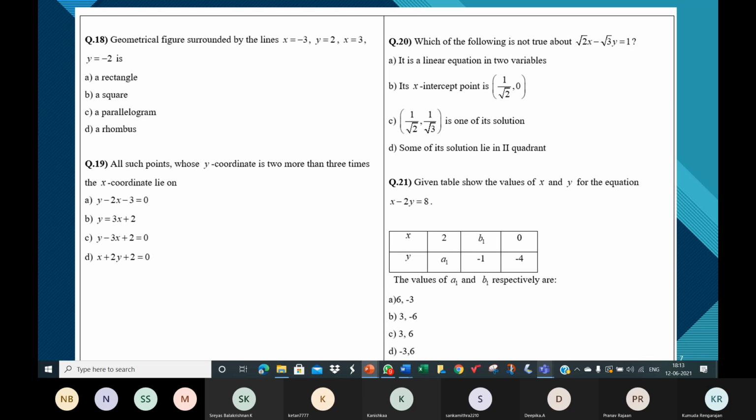And what's the other one? 0, comma, minus 1 by root 3. So when you rationalize the denominator, it is root 3 by 3. That is 1.732 by 3. So again, the value will be less than 1. So when you plot, it will be on the negative side of the y-axis, at 0, comma, a y coordinate between 0 and minus 1.